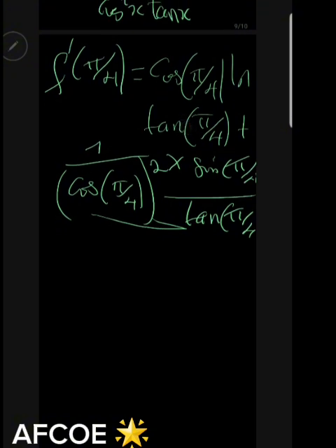So if you do it neatly, you just get cos pi on 4. Cos 45 is simply root 2 on 2. The ln of tan pi on 4 has to be 1, since sin pi on 4 is also root 2 on 2. So the ln of tan pi on 4 is 1. So we're having ln 1 plus 1 on root 2 on 2, which is cos pi on 4.